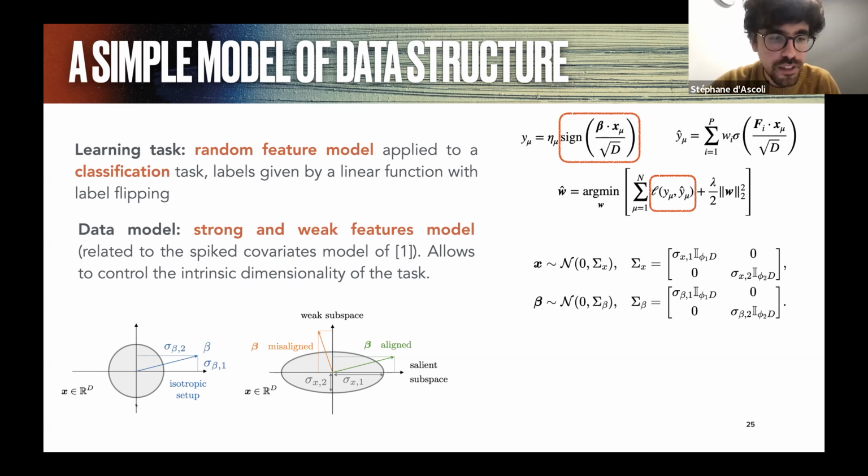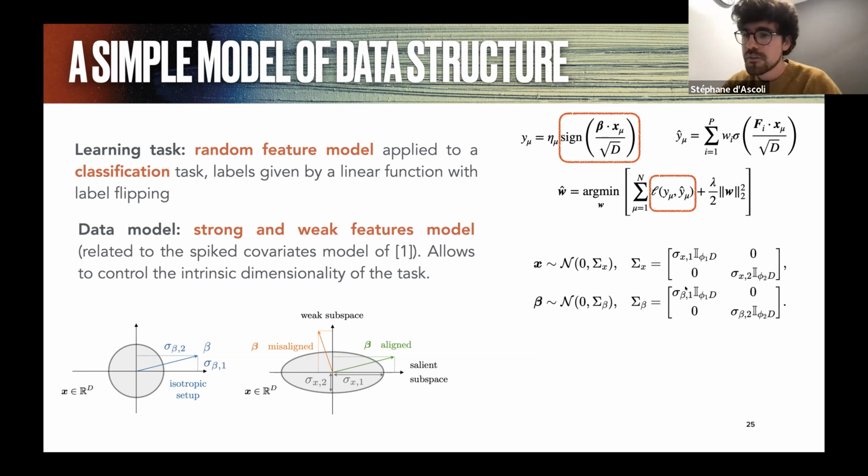So if we compare, for example, here to the isotropic setup where our data was a Gaussian blob, here, I hope you see my mouse, by the way, otherwise this must be very confusing. Here basically we have a salient subspace which has high variance and which is very small, and then we have a weak subspace which has small variance but is much larger.